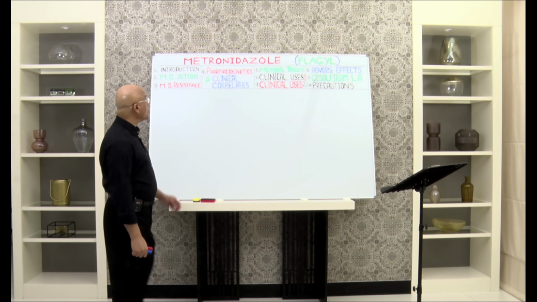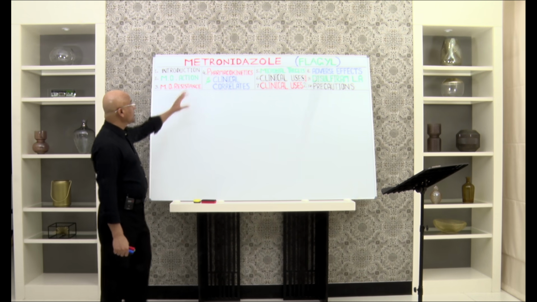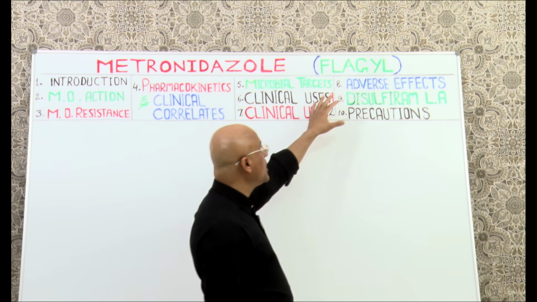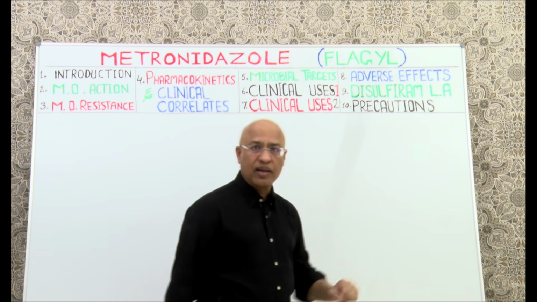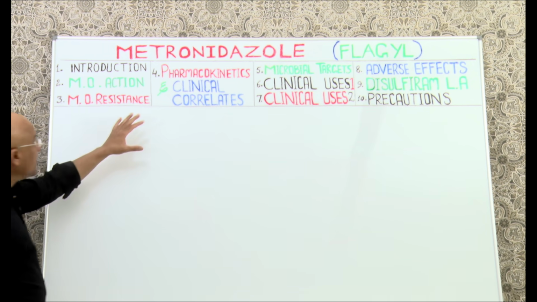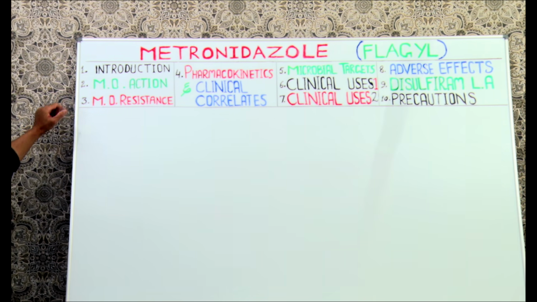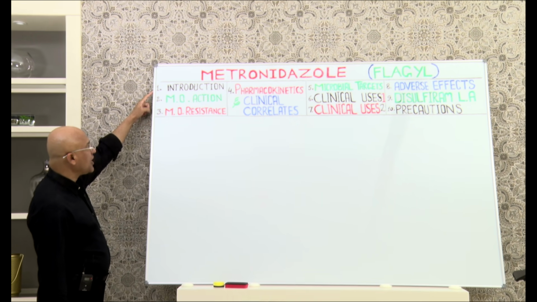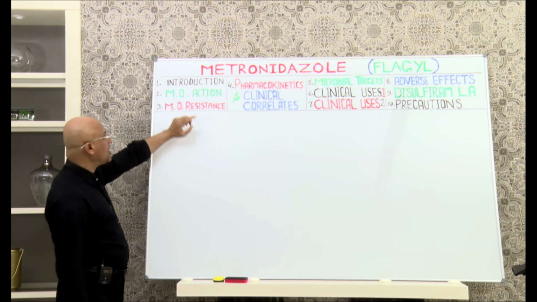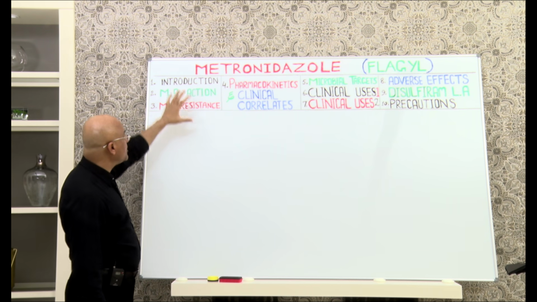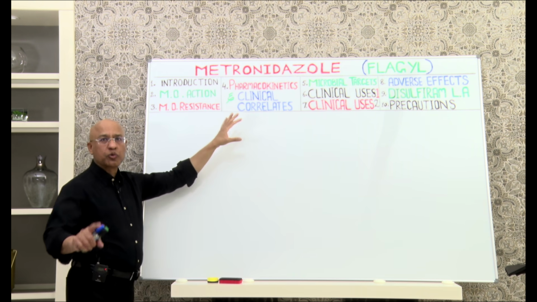Today we are going to talk about a very important antibiotic, metronidazole, which is very commonly used with the name of Flagyl, its brand name or trade name. This lecture will be in this sequence. First of all, we will talk about an intro to the drug, then the mechanism of action, then we'll move on to the mechanism of resistance. These three things we'll be discussing in today's lecture.